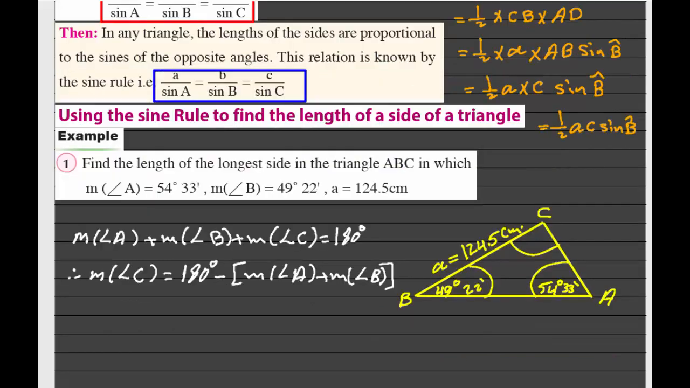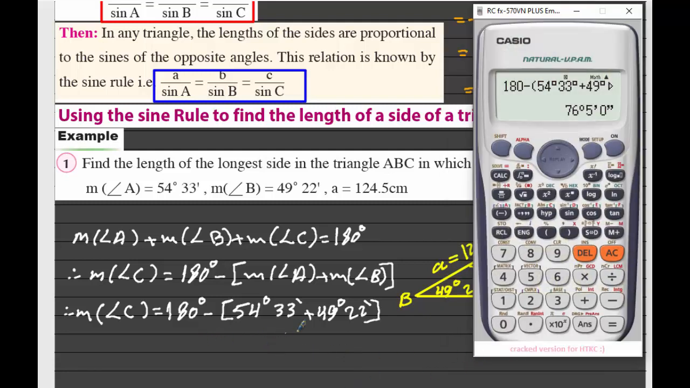And now we substitute. We get the measure of angle C equals 180 degrees minus the measure of angle A. What is the measure of angle A? It is 54 degrees 33 minutes. And we write it 54 degrees 33 minutes plus the measure of angle B, 49 degrees 22 minutes. Now we will get the calculator to substitute.